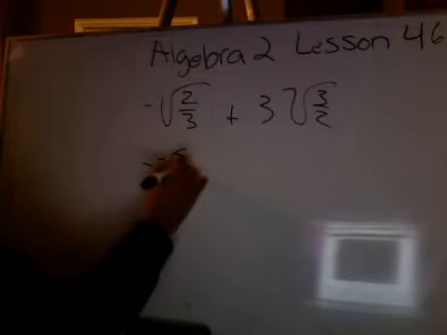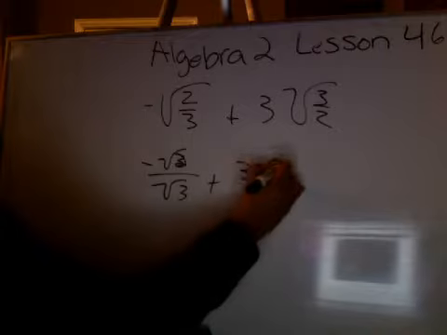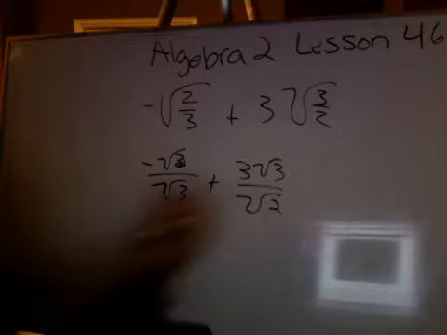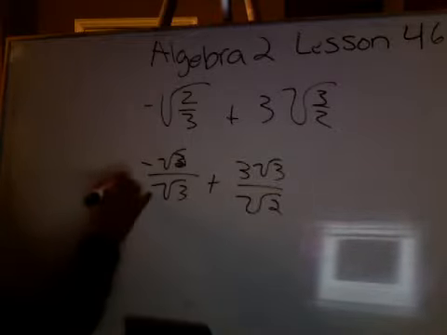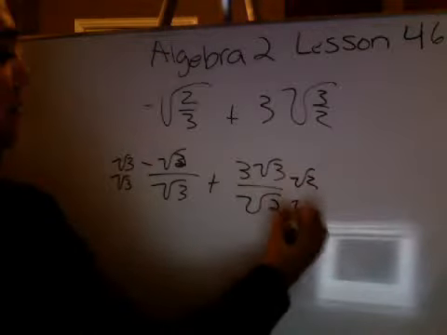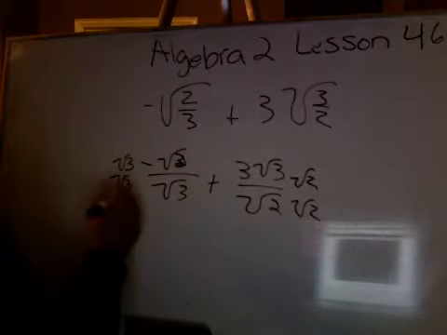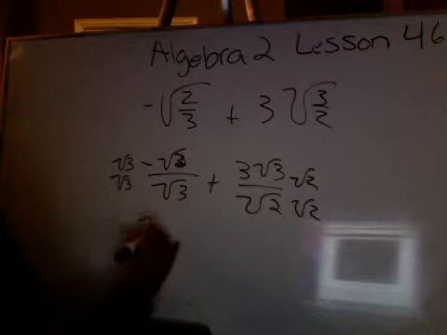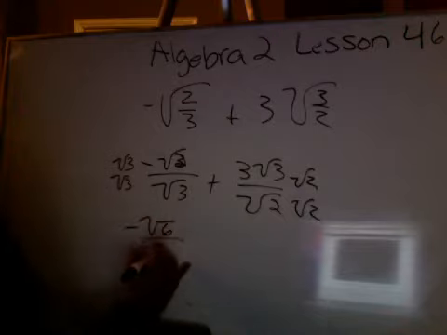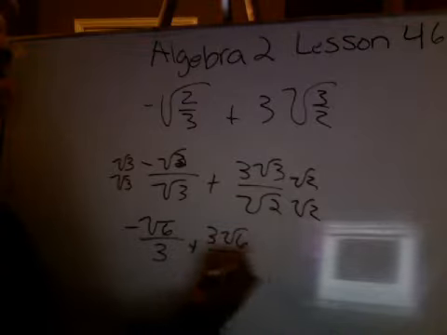Negative square root of 2 over square root of 3 plus 3 square root of 3 over square root of 2. Then you want to rationalize the denominator. Then we get negative square root of 6 over 3 plus 3 square root of 6 over 2.